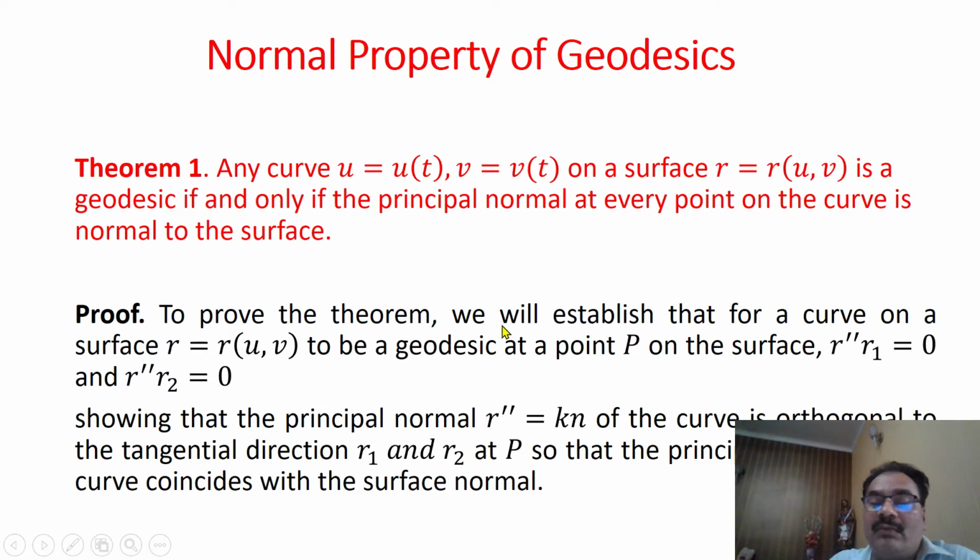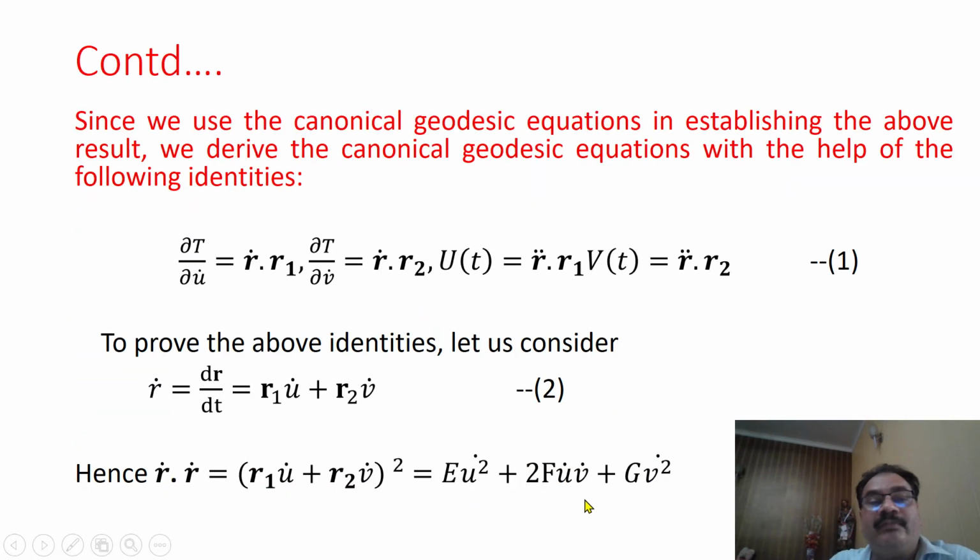To prove the theorem, we will establish that for a curve on a surface R to be a geodesic at a point P on the surface, r double dash · r1 = 0 and r double dash · r2 = 0, where the symbols have their usual meaning, showing that the principal normal r double dash = κn of the curve is orthogonal to the tangential directions r1 and r2 at P, so that the principal normal of the curve coincides with the surface normal.